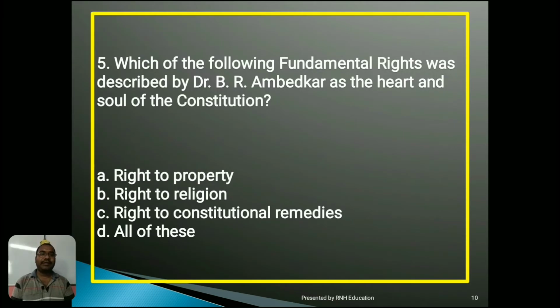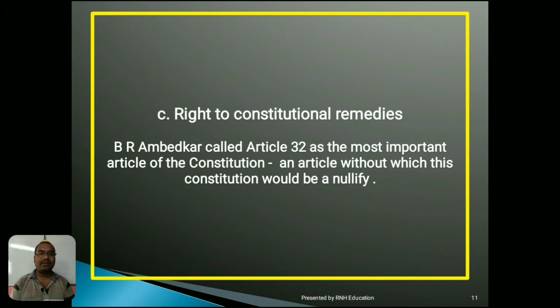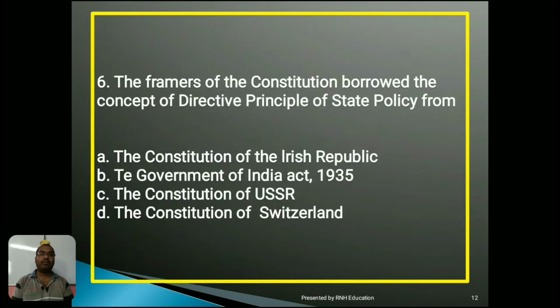Next one, the next question, that is number 5. Which of the following fundamental rights was described by Dr. B.R. Ambedkar as the heart and soul of the Constitution? Options are A, right to property, B, right to religion, C, right to constitutional remedies, and D, all of these. Now see the answer. The answer is option C, that is right to constitutional remedies. B.R. Ambedkar called Article 32 the most important article of the Constitution, an article without which this Constitution would be nullified.